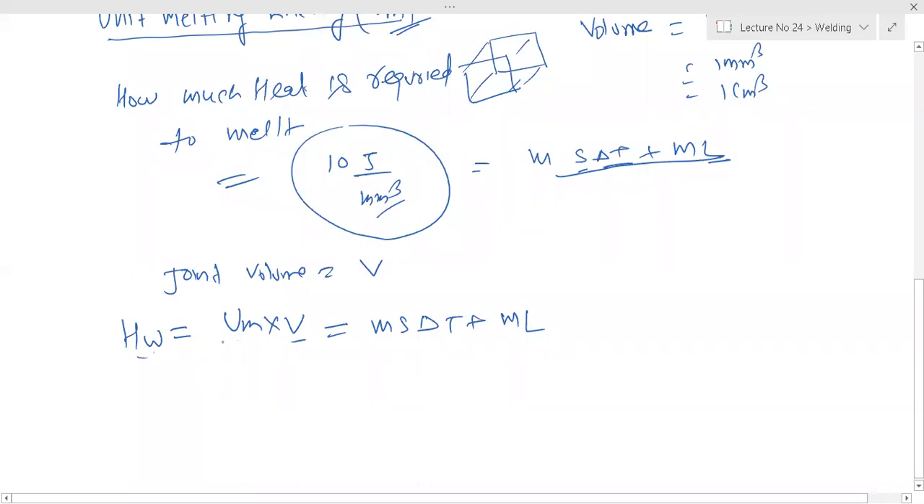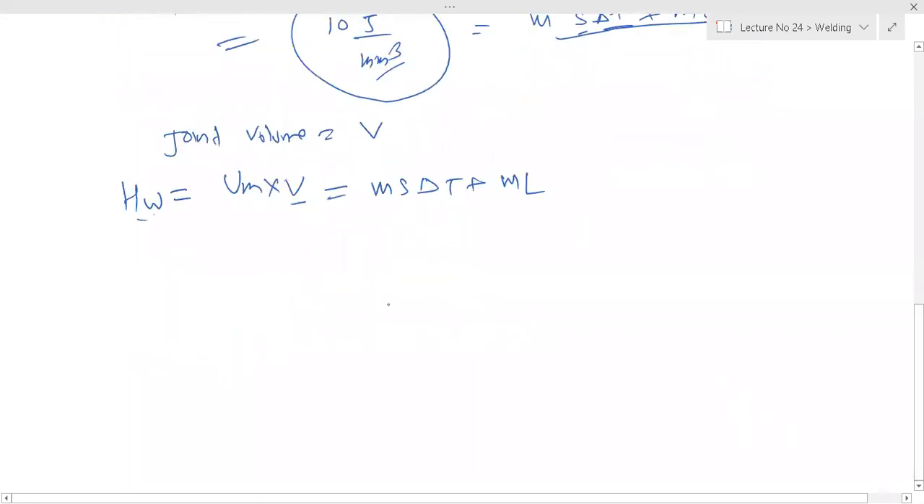That W stands for weld, and H is your heat generated at the source. So HW is equal to UM into V. V is not velocity; V is your volume. V is not your velocity, right? So we can write this one also.